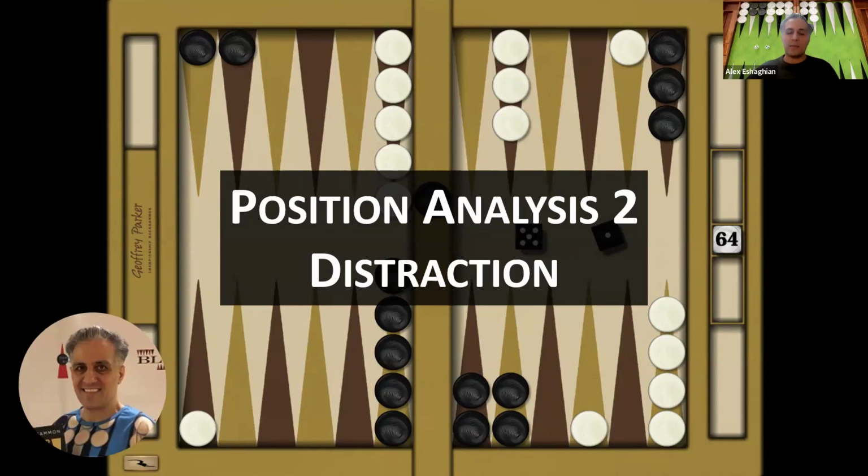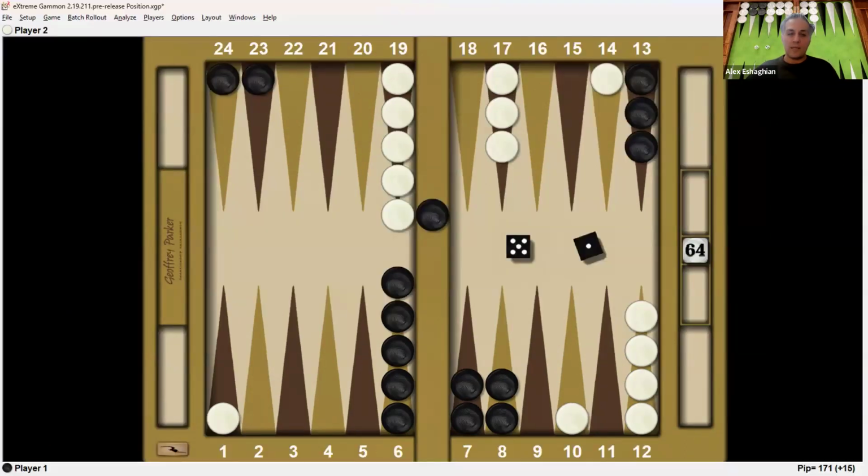So this is the second position analysis of a distraction play, and we're going to see exactly what a distraction play is. Basically, it's something that distracts your opponent to prevent her or him from doing something that would otherwise be strong. So this is the position.